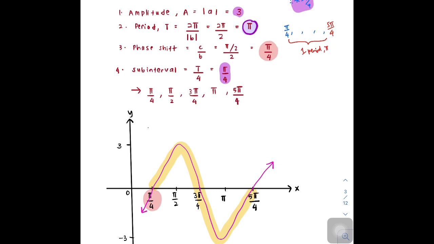Okay, so let's define. This is your 1 period, this part here. So 1 period, let's label. This is equal to pi. So don't forget to label. The lowest y-coordinate is negative 3. The highest y-coordinate is 3. This is according to our amplitude.